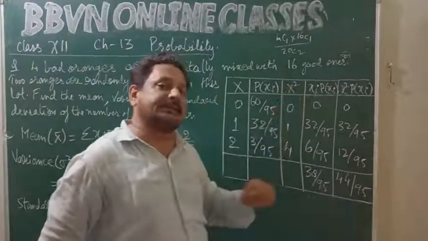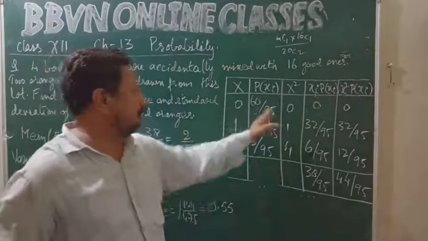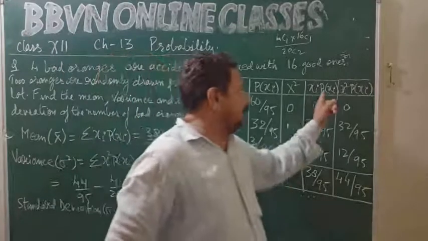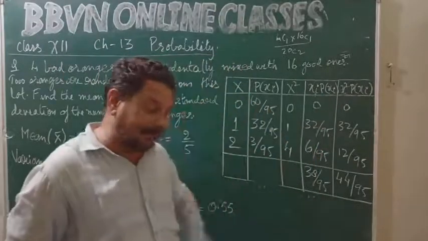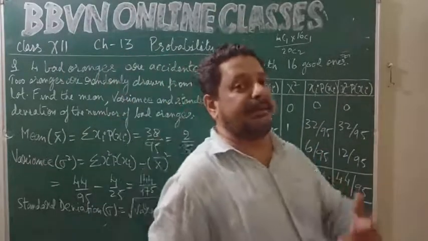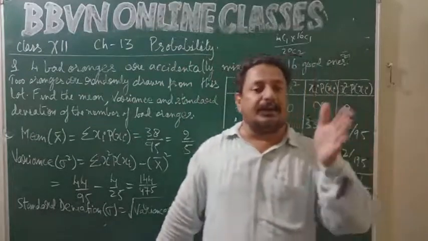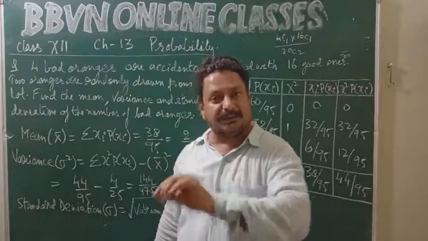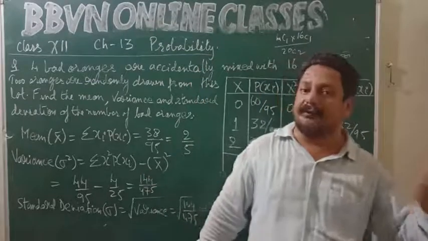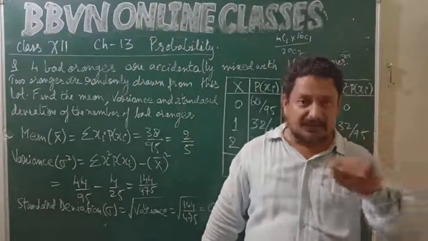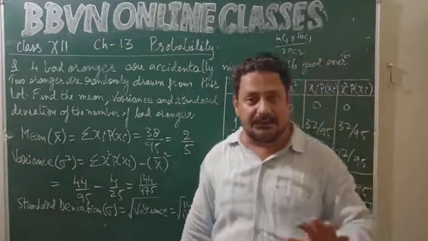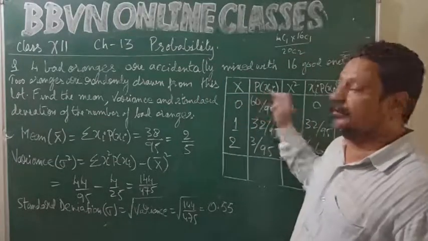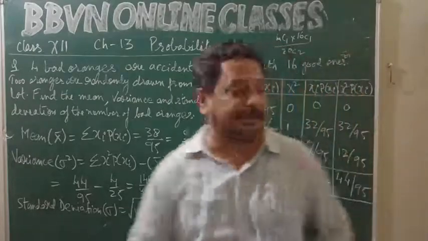Now we need x squared. So 0, 1 and 4. x into P of x. Children, remember, in probability distribution, to find the mean, we used to do x into f of x. Sorry, x into f. Frequency multiplied by the corresponding variable. फिर sigma fx upon capital N, we used to do that, right? The same thing here. In place of frequency, we have probability of x. So x into P of x.